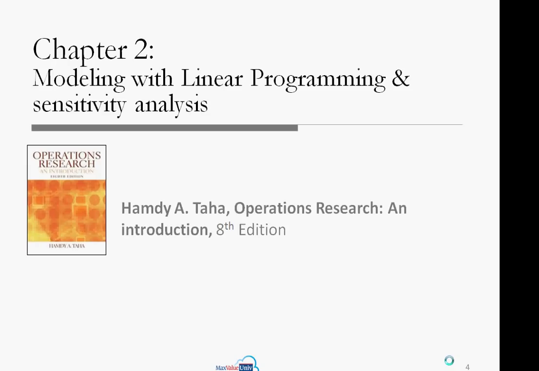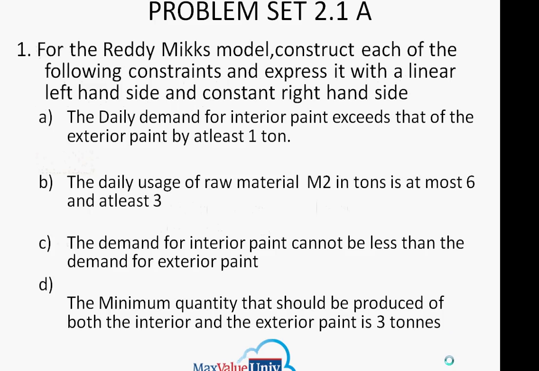We are going to problem set 2.1a, which is on page 12 of the book Operations Research: An Introduction by Hamdy Taha. So for the ready mix model, construct each of the following constraints and express it with a linear left hand side and constant right hand side. There are 4 parts to this question.